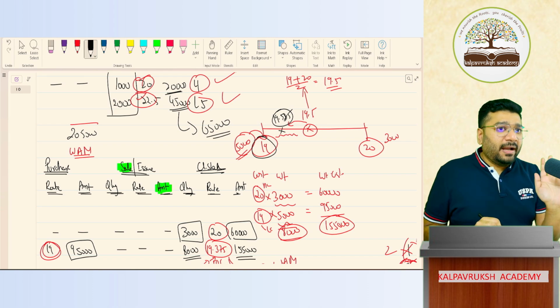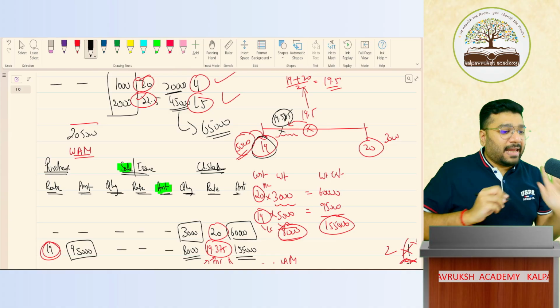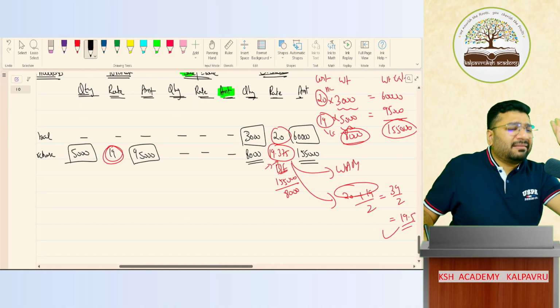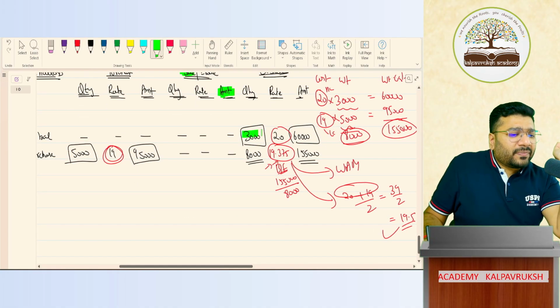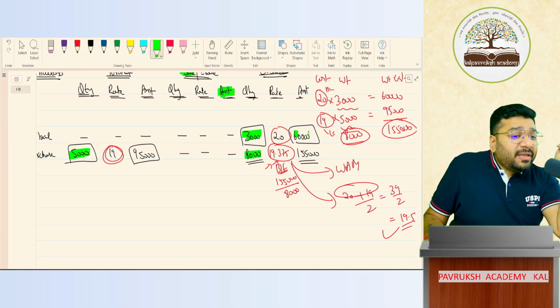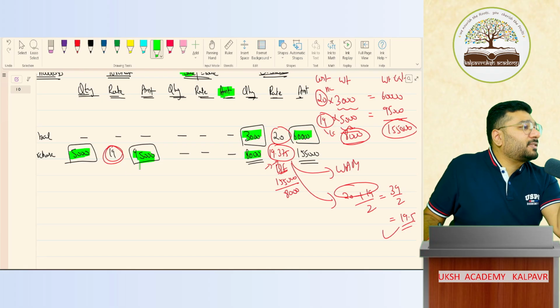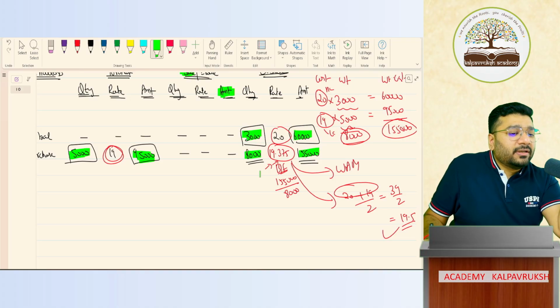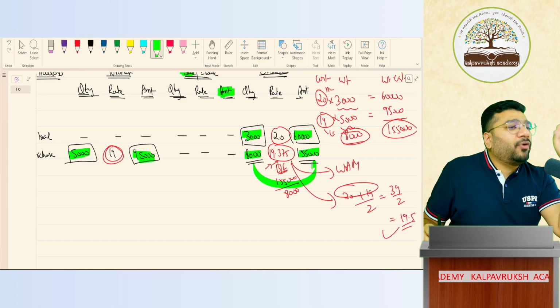This is not required for the exam. I told you this for your conceptual clarity. In the exam, nothing doing. Do you know what you do? Add the previous quantity and the new quantity. You'll get the total quantity. Then add the previous cost and the current cost. You'll get the total cost. If you divide these two, you'll get the answer. That's all for your exam.